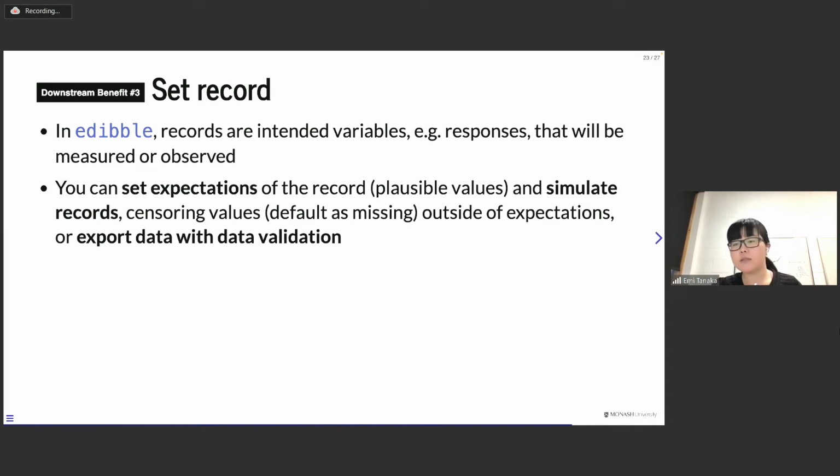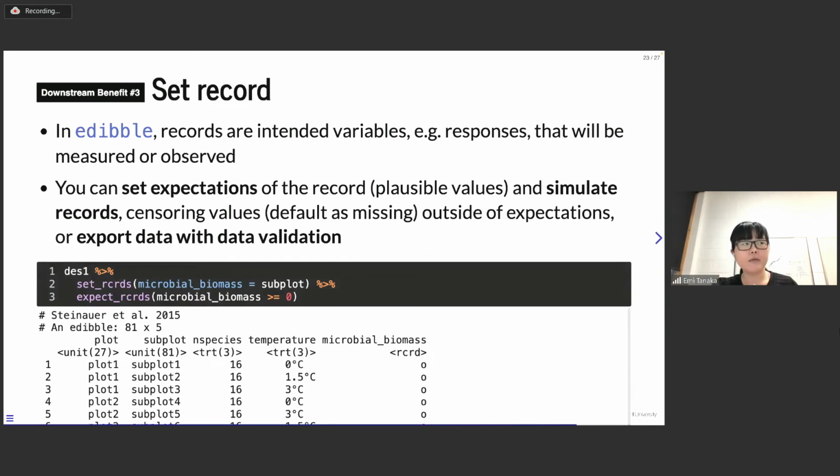So I'll show you the syntax for this. Here we've got the design from before, and we pipe it in so that it goes to the set records. So the left-hand side is a new variable that you're creating called microbial biomass, and you're measuring it onto the subplot. The right-hand side is an existing variable within your design. That's quite boring because all it does is create a new column, and it has no information on it. It just tells you that it's a record. And at this point, it's just signaling your intention to capture what you're going to measure.